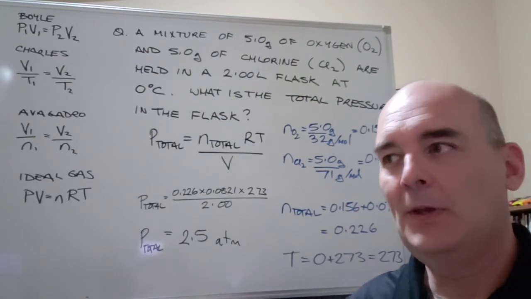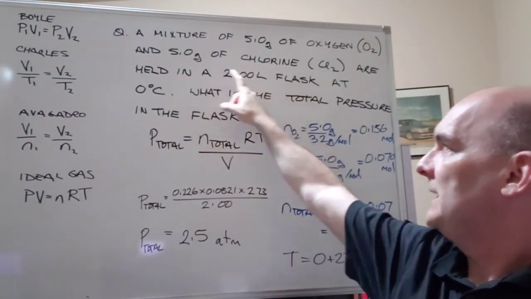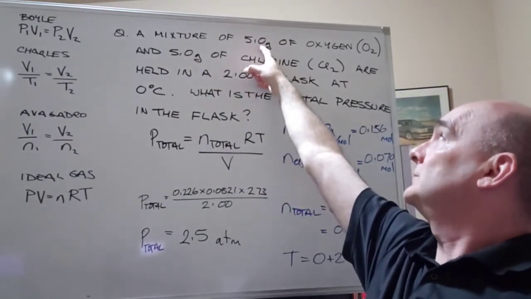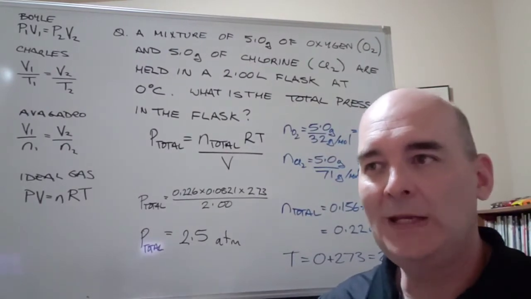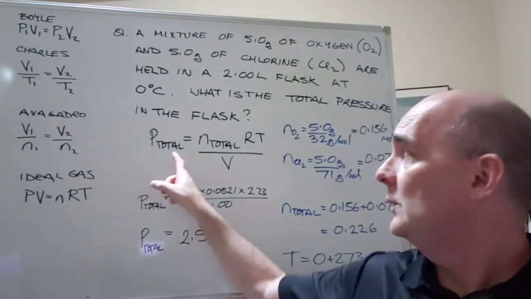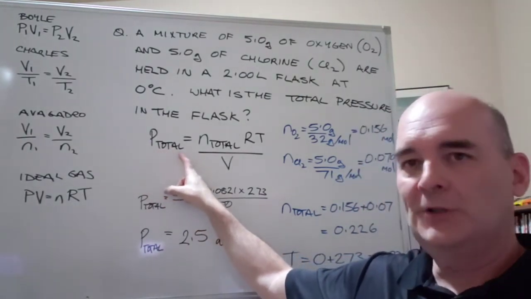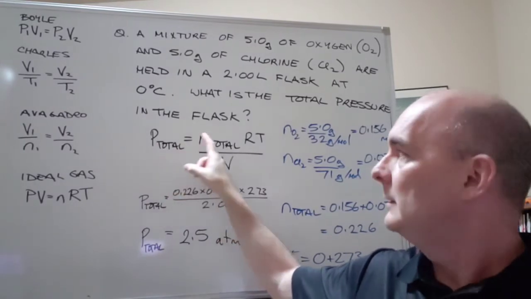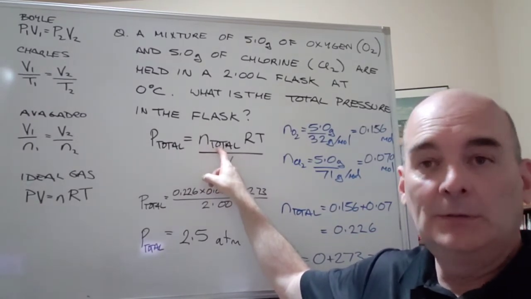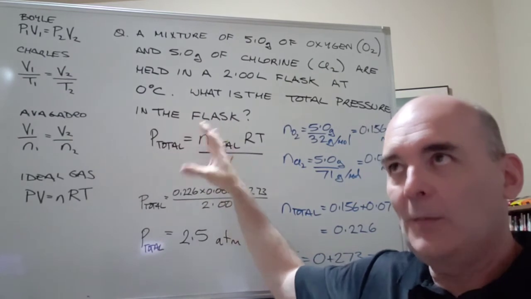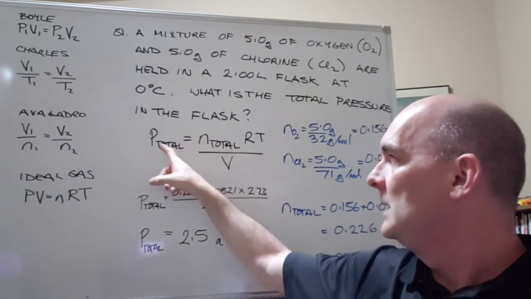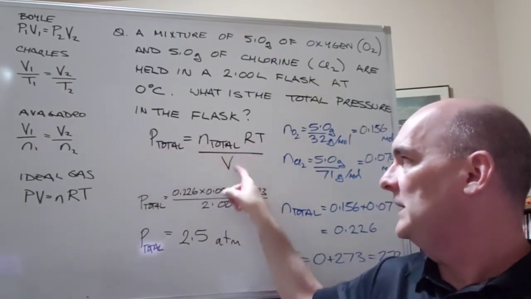You could set up an individual PV equals nRT for this number of moles, 5 grams of chlorine, and for that number of moles, 5 grams of oxygen, find 2 individual pressures and then add them together. Or you could go and say that the total pressure has arisen from the total number of moles. Dalton says that too, that the total pressure is the sum of all the individual partial pressures, which are responsible because of the number of moles. So P total equals N total RT over V.